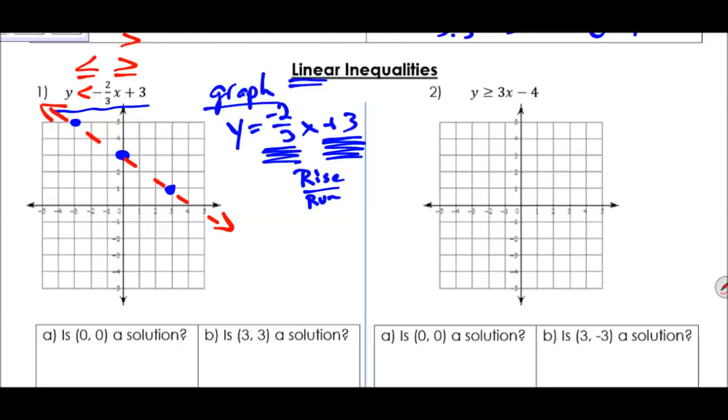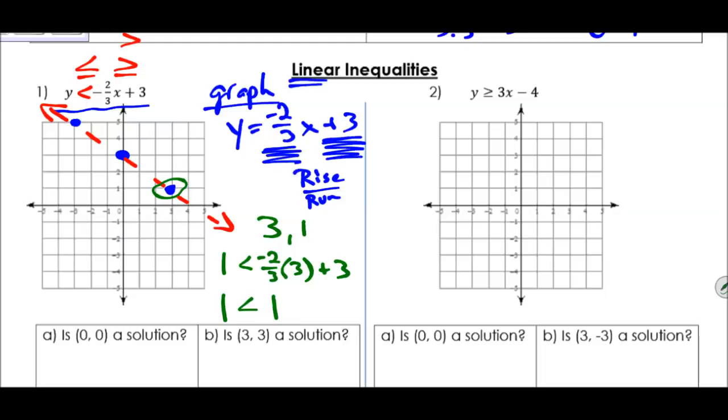And the reason that is, let's just pick one of these points. Let's take this point, 3, 1, and see if it makes this inequality true. So I'm going to plug in 3 as my x value, 1 is my y value. And I just want to test to see if this is actually a true statement. So I'm going to follow order of operations on the right side. Negative 2/3 times 3 is negative 2. Plus 3 is 1. So 1 is less than 1. That's what that ends up simplifying to.